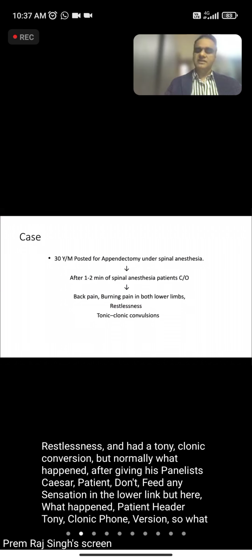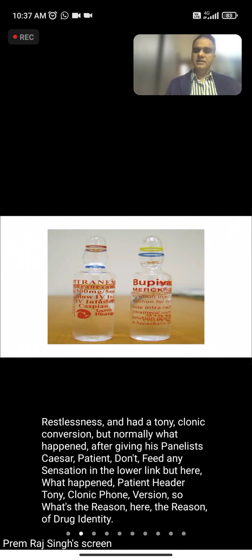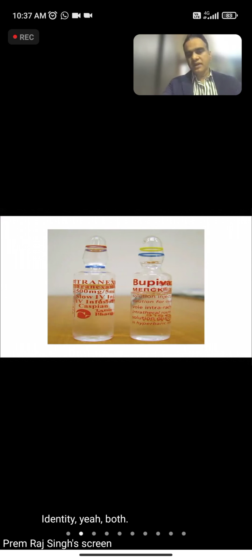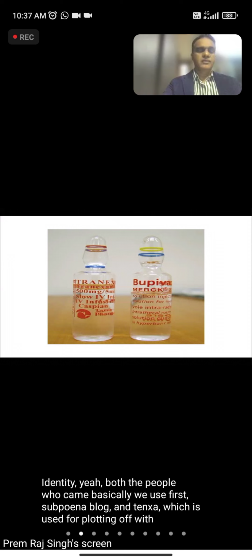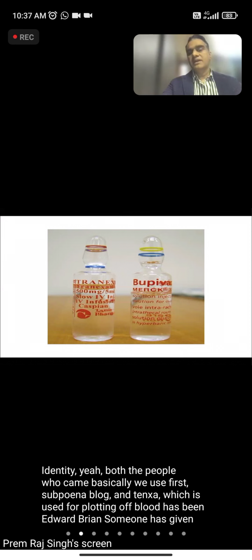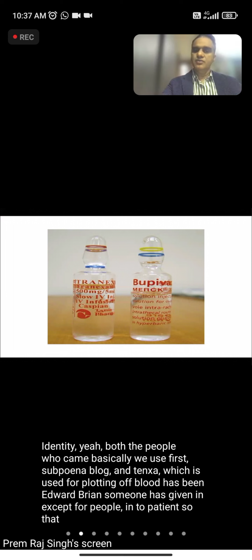So what's the reason? Here the reason is drug identity. Both drugs, bupivacaine, which we basically use for subarachnoid block, and Tranexa, which is used for clotting of blood, had been mixed up. And someone has given Tranexa instead of bupivacaine to the patient. So that's why the patient had a tonic-clonic seizure.